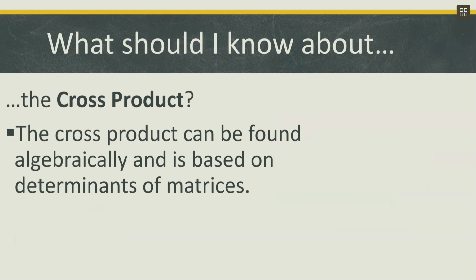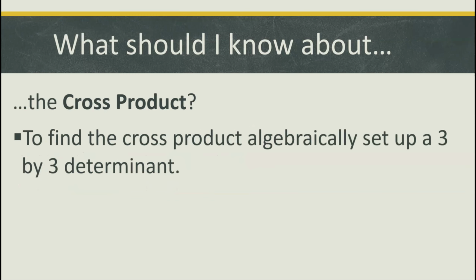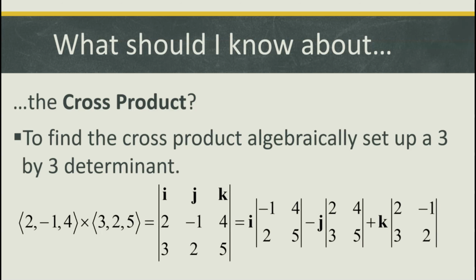Now, the cross product can be found algebraically, and it is based on using determinants of matrices. So let's go ahead and take a look. What we'll do is set up a 3 by 3 determinant. Let's think about finding the cross product of the vector 2, -1, 4 and the vector 3, 2, 5. So we set up our determinant and notice that in the first row of the matrix, we put the unit vectors i, j, and k in the first, second, and third columns.